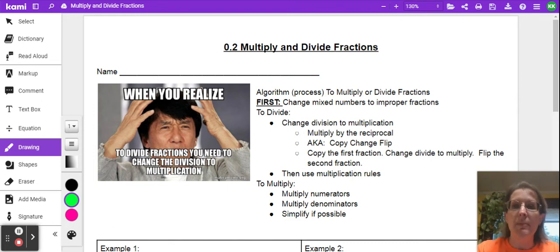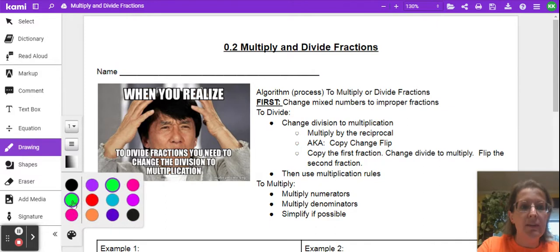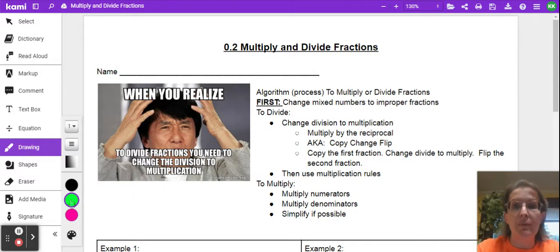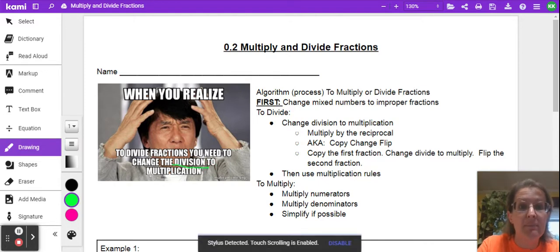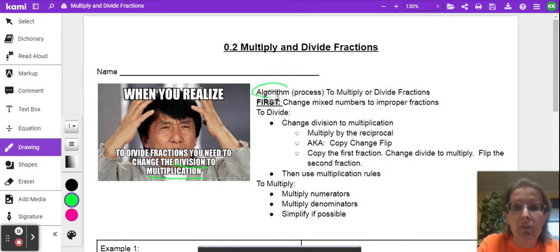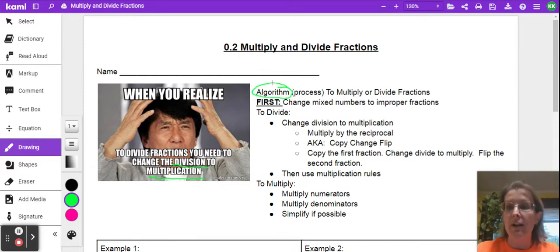Today we're going to be talking about multiplying and dividing fractions. So the main thing to remember when you divide fractions, just like Jackie says here, is that to divide fractions you have to change the division into multiplication. So the algorithm to do that, remember an algorithm is a process or a set of rules.